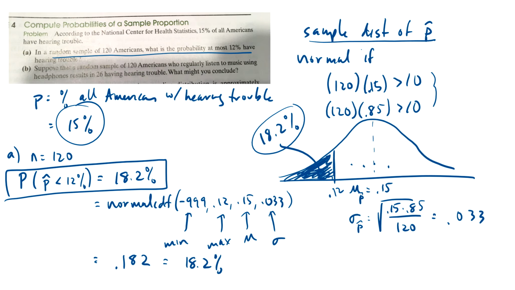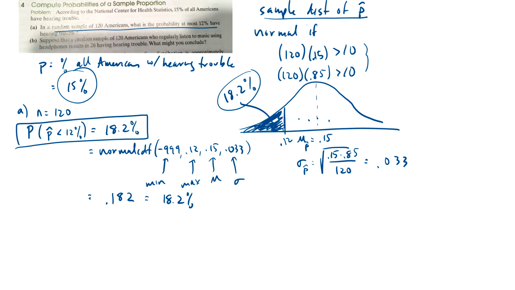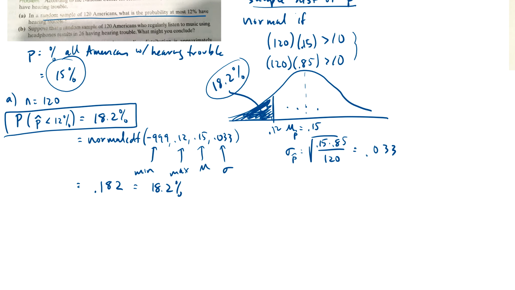Okay, let's get B on here. Suppose a random sample of 120 people who regularly listen to music through headphones results in 26 having hearing trouble. What might you conclude? Okay, so for B, I've got 26 out of 120 have hearing trouble, which is 26 divided by 120. That'd be 21.7%. Okay, so what can I conclude there? Well, can I just say, well, that just happened?